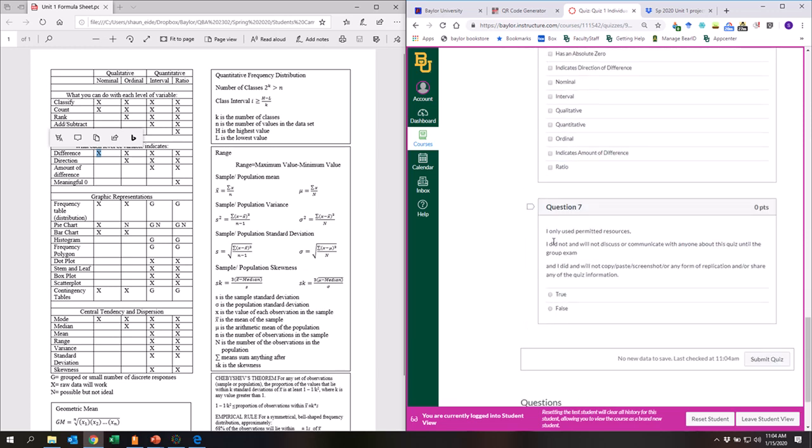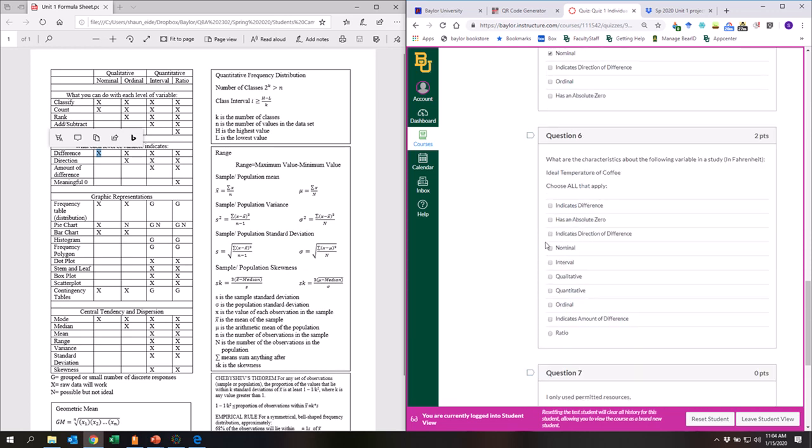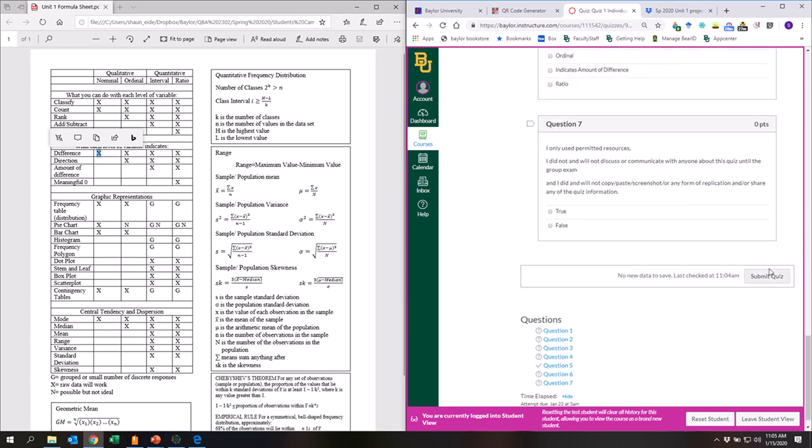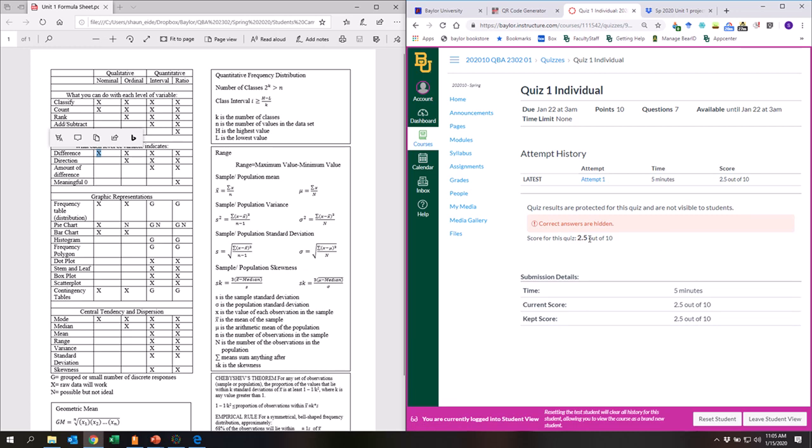I only use permitted resources, and so then you submit the quiz, and then you'll get. So if I were to submit this right now. Oh, look, you have 6. Yes, I want to submit it anyway. Don't submit yours until you're done. And then it says, oh, you've got a 2.5 out of 10, which means that I got that full question correct.